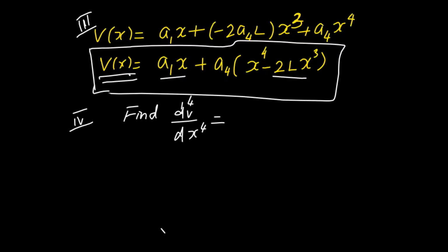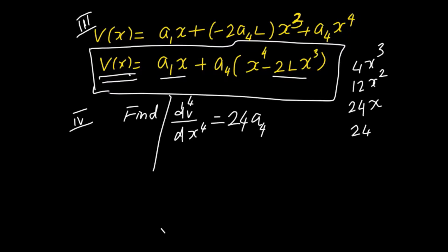1 time differentiation is going to give you 4x cubed. 2 times differentiation is going to give you 12x squared. 3 times differentiation is going to give you 24x. 4 times differentiation is going to give you the value as 24. So the value is 24. Already there is an a4 sitting there, so I have retracted that 24 outside. So it gives 24a4.